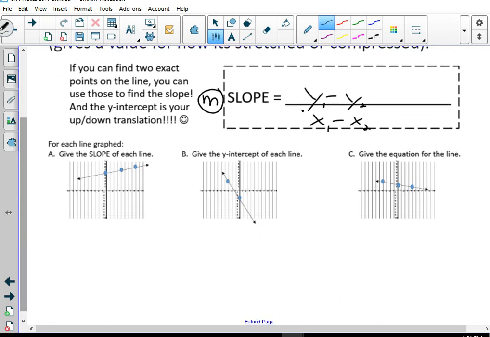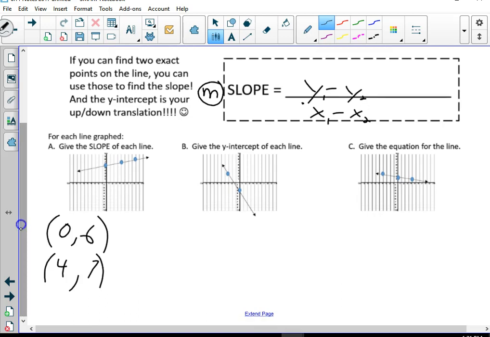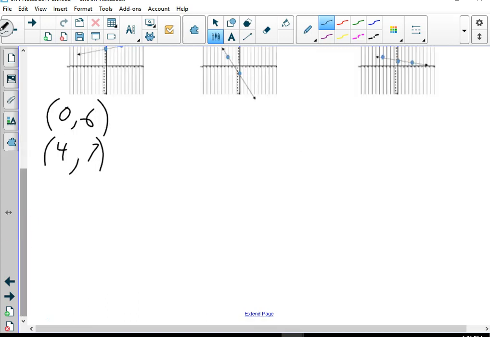Okay. So these are some hard points to see. I'll just give you some numbers. 0, 6, and 4, 7. Now, technically, you do not even have to do the formula if you have a graph, because you can literally count up and over and save yourself time. But if you're just given the points and you don't have a graph, you have to do the y minus y. Now here's my point, why the whole 1 and 2 thing doesn't matter.